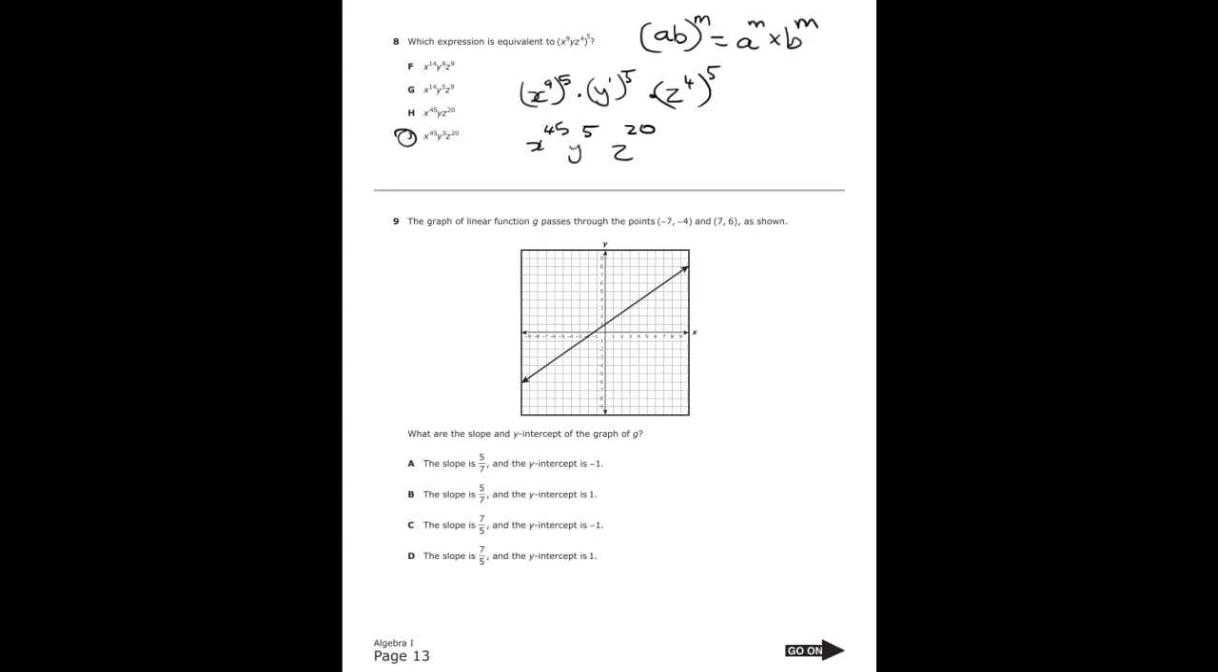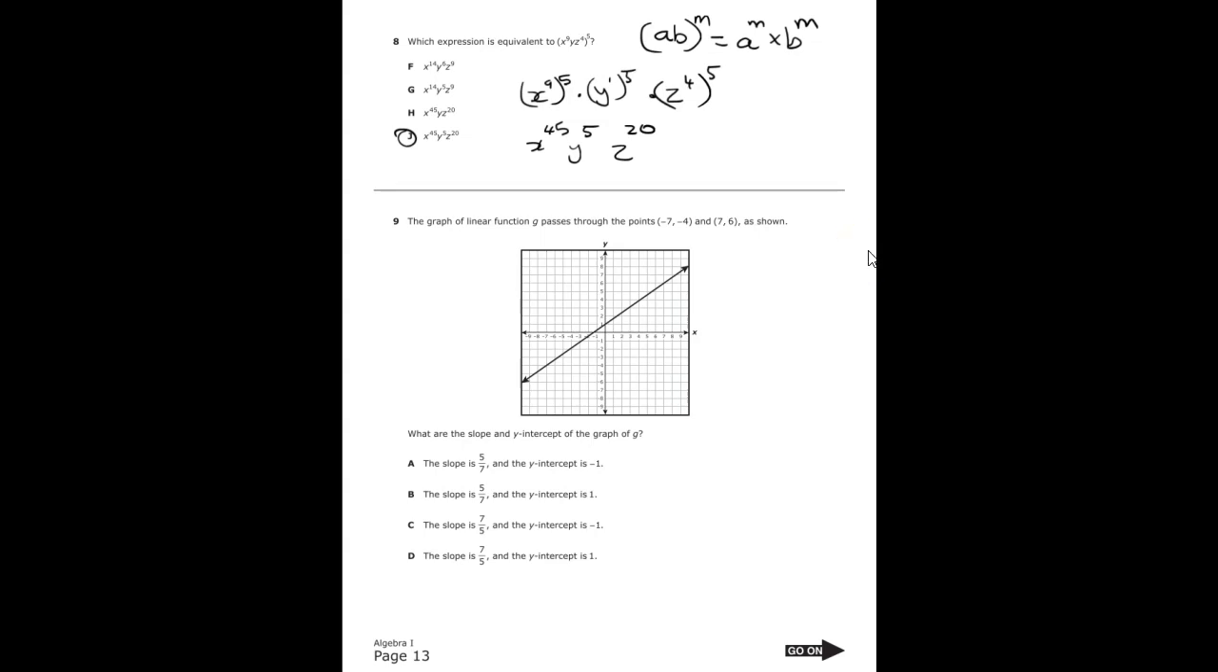So the graph of a linear function g passes through the points (-7, -4) and (7, 6) as shown below. What are the slope and y-intercept of g? So let's look for the slope. Slope is easy to find.